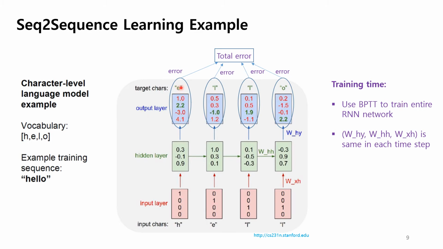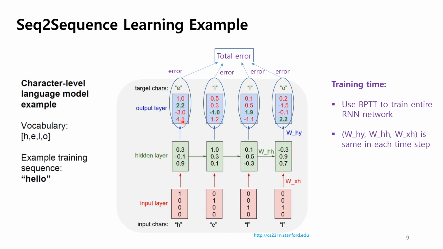But the true value should be E, right? So we have an error. Let's say maybe you can use cross entropy to compute the error between this output layer and the one-hot encoding of character E. So you want to compute the error function using cross entropy. Then what you have to do is represent E like this using one-hot encoding, 0, 1, 0, 0.